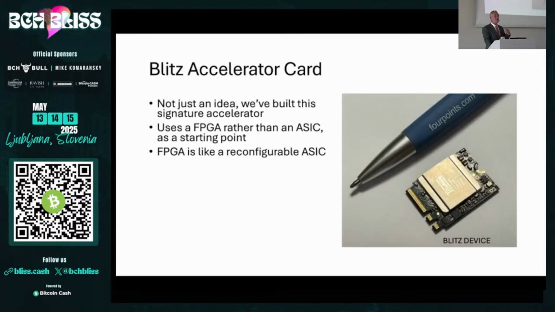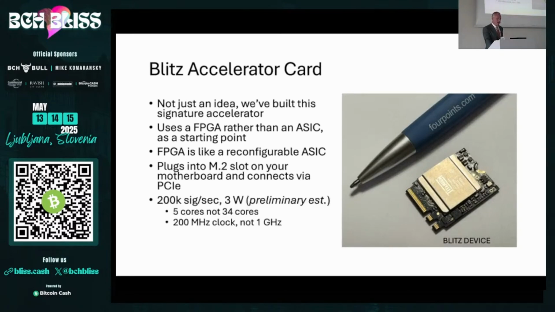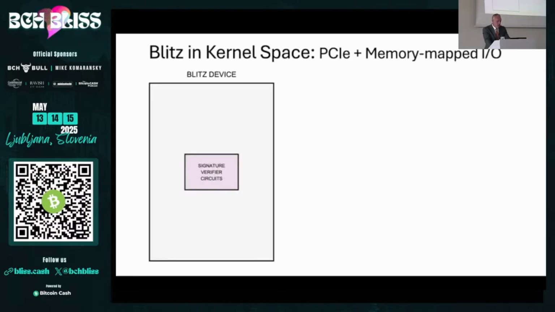What you do is you describe your circuit in a hardware description language like Verilog, and then you use the FPGA toolchain to synthesize that circuit onto the chip. So it's not like the FPGA simulates your circuit in software. It actually rewires itself to become the circuit that you described. This thing plugs into the M.2 slot on your motherboard and connects via PCIe. Preliminary numbers look like we'll get about 200,000 sig checks per second at 3 watts of power. It's a lot less than the ASIC I talked about because I can only fit 5 cores instead of 34, and my clock's running a lot slower than I assumed for the ASIC. But it's still impressive.